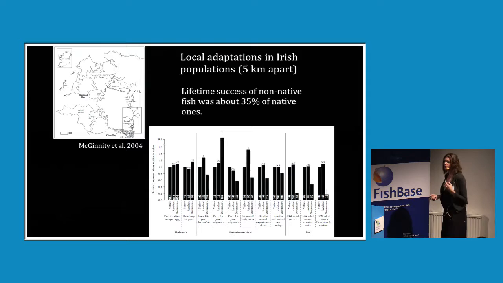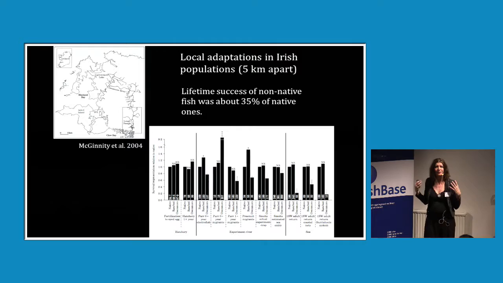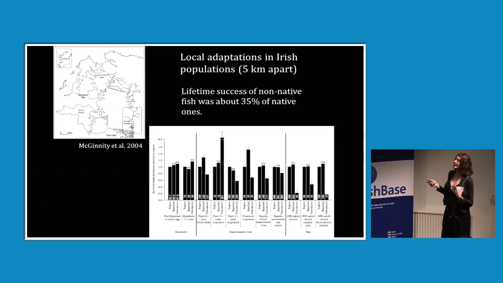And if you think about it, that is quite extraordinary adaptation to this local environment. These are only separated by 5 kilometers. So the environments are extremely similar. They also spend a lot of their life in the exact same environment when they migrate out from the rivers. But even so, the adaptation to this environment is strong enough that the native ones perform so much better than the non-native ones.